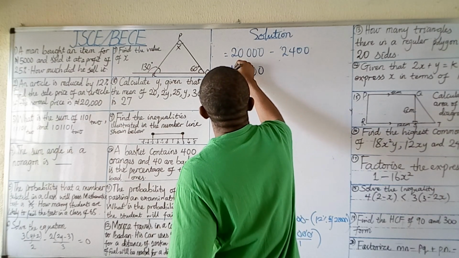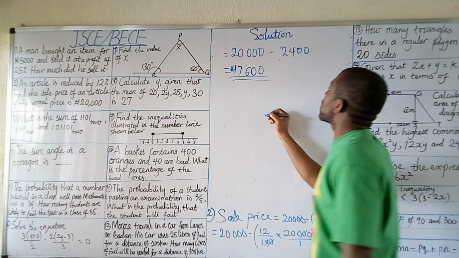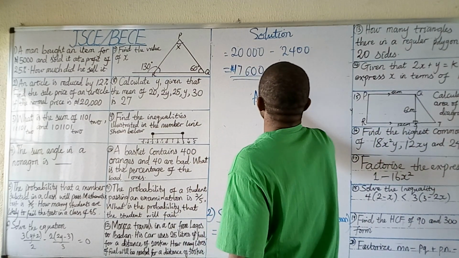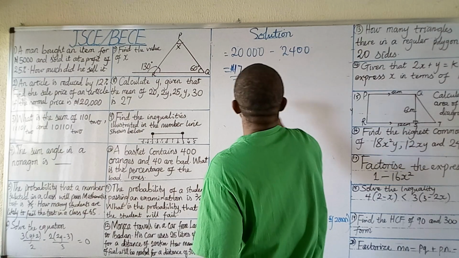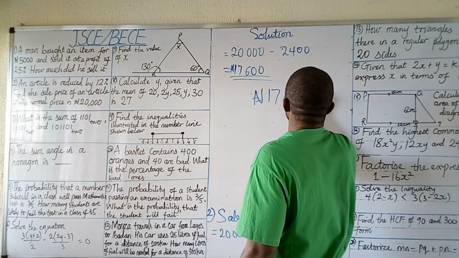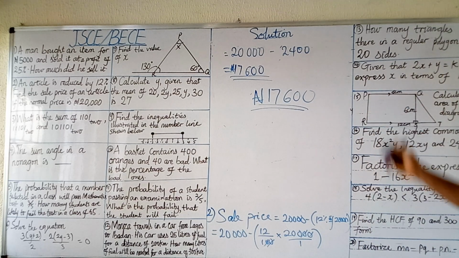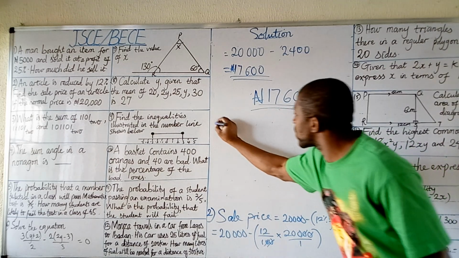So the sale price is, let me write it out, the sale price is N17,600. That is the sale price. The sale price is 17,600.